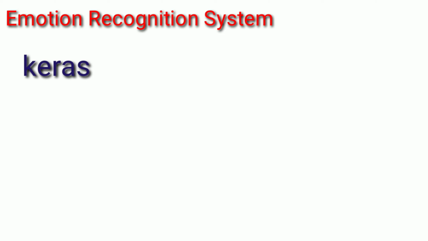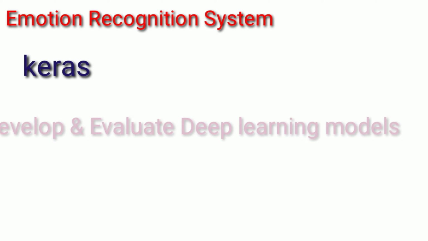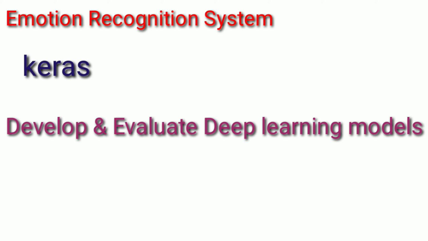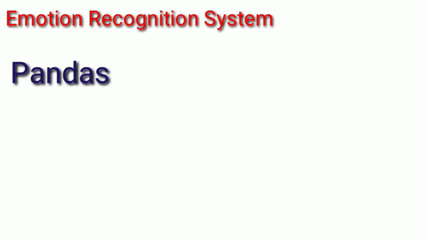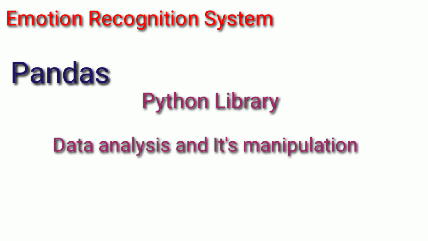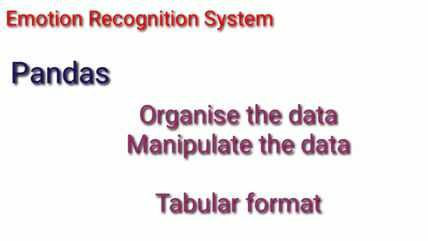First, what is Keras? Keras is a powerful, easy to use, free open source Python library used to develop and evaluate deep learning models and allows us to define and train the neural network model in just few lines of code. Now Pandas. Pandas is a Python library used to deal with data analysis and its manipulation. In simple words, Pandas help us to organize the data, manipulate the data by putting it in a tabular format.